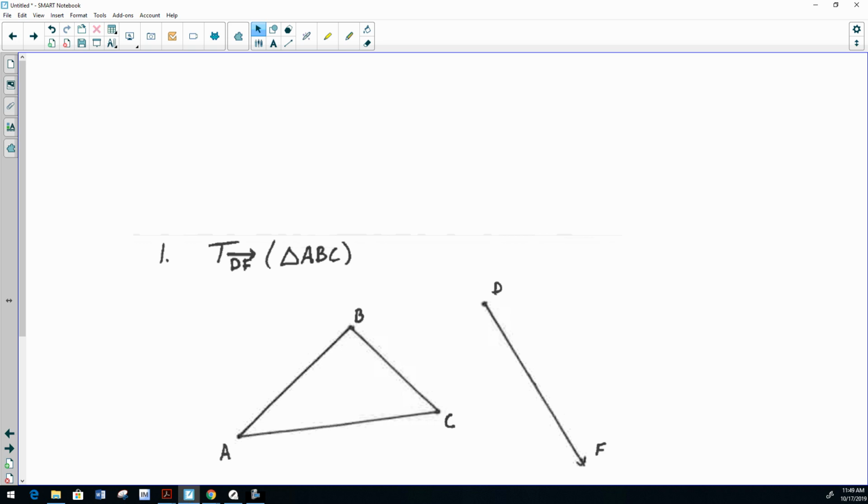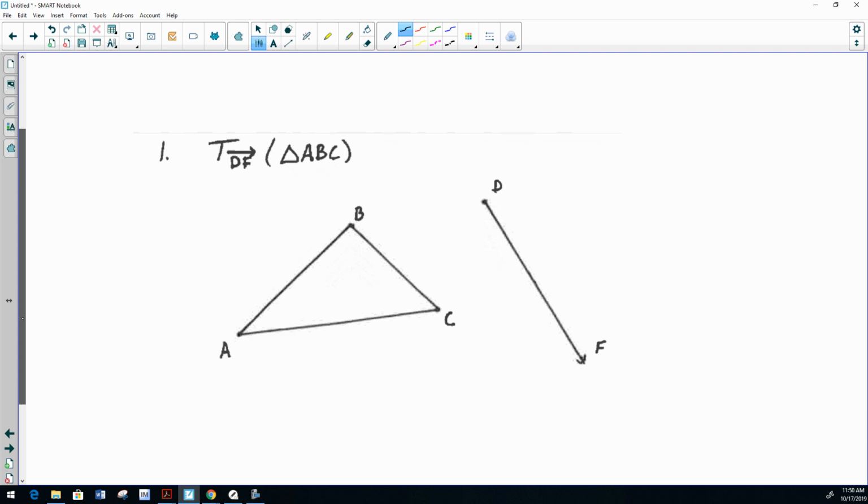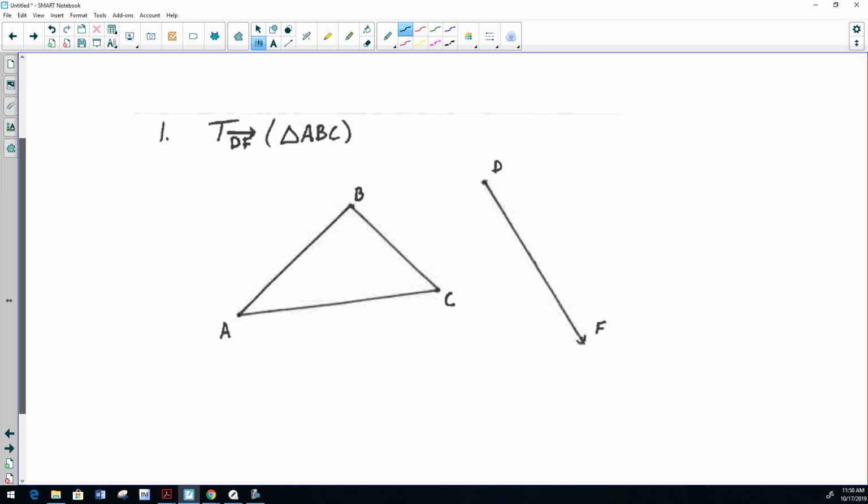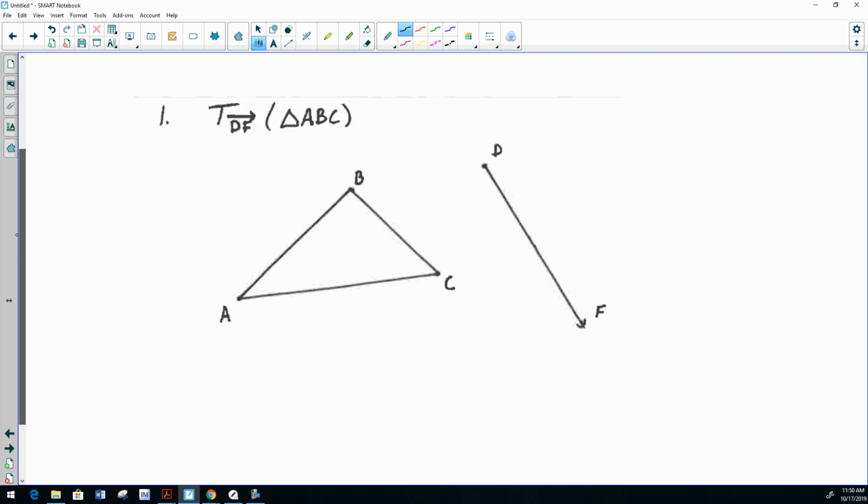So this homework will not be on tomorrow's quiz, okay? But it is new. So go and see if you can follow along. You're going to grab your, well, first of all, the T stands for translation. So we know the final answer is going to be the same triangle, just slid somewhere else, just moved somewhere else. So the arrow tells us where it's going to get moved to, but here's how we do it with a compass.